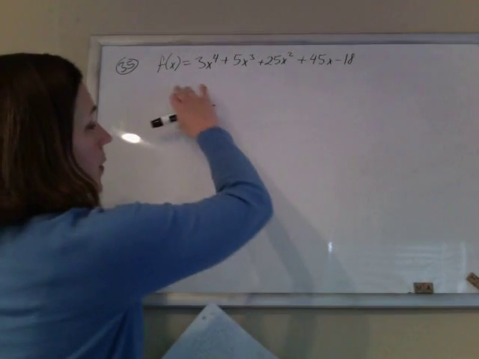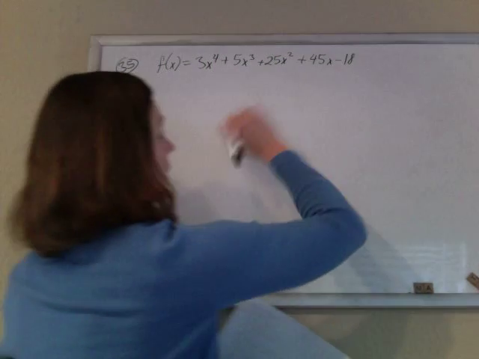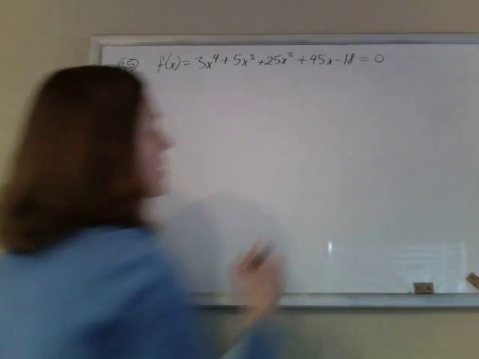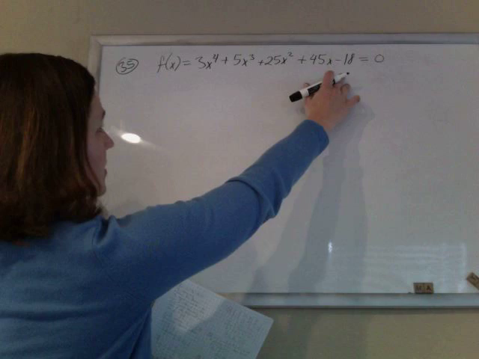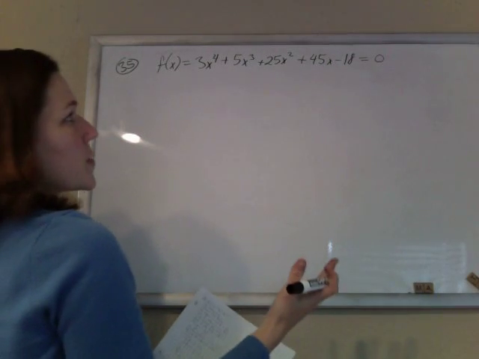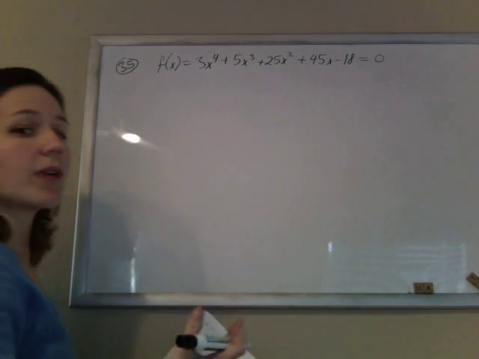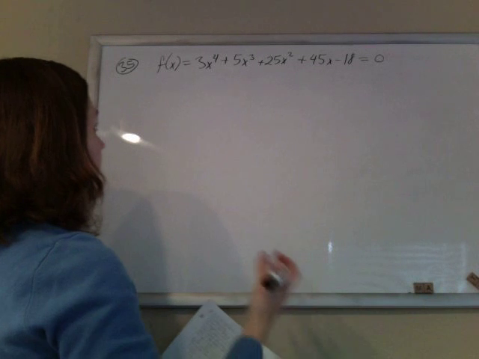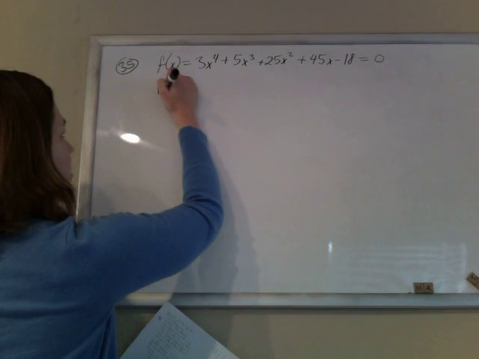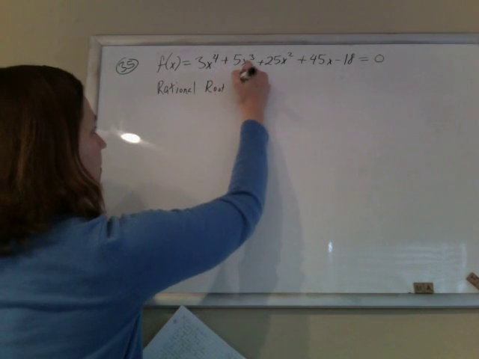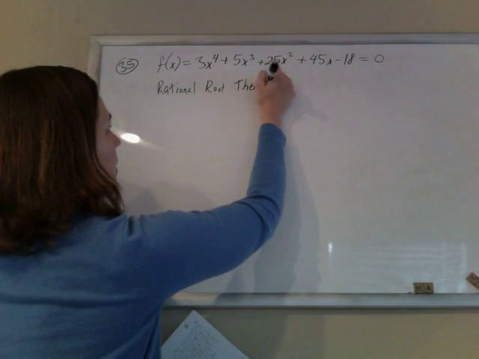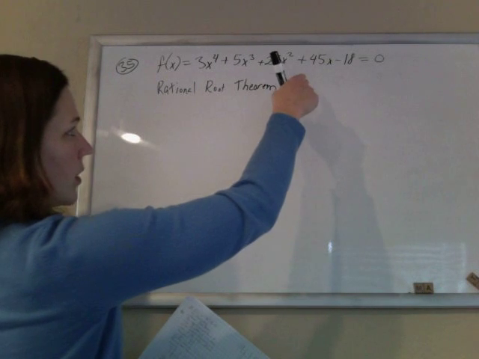Okay, so we want to find the roots of this equation. We want to find what values of x make this thing equal 0. And the first thing we always try to do is try to factor this thing. But we have 5 terms, and we have no general strategy for 5 terms. But we have this thing, our rational root theorem, and our rational root theorem is going to help us find kind of a starting point to start to whittle this thing down.